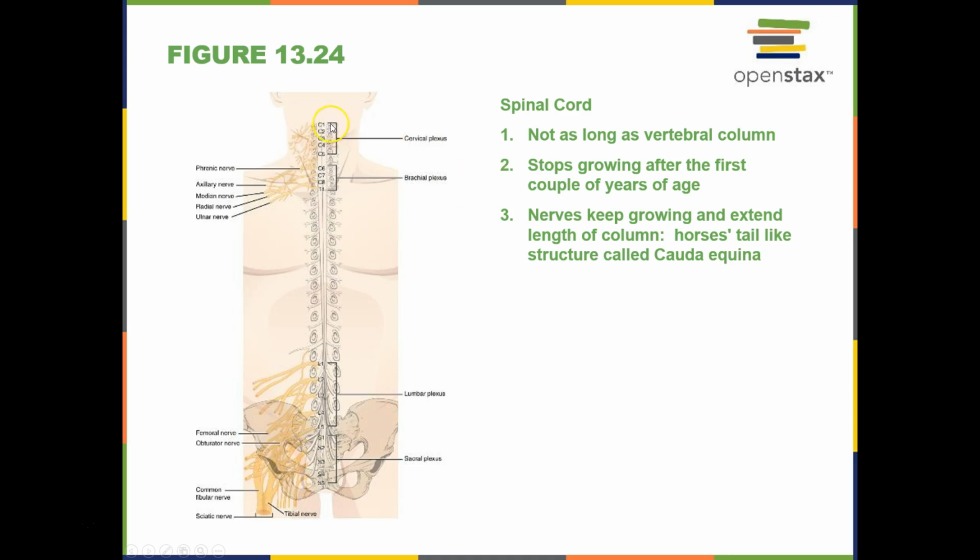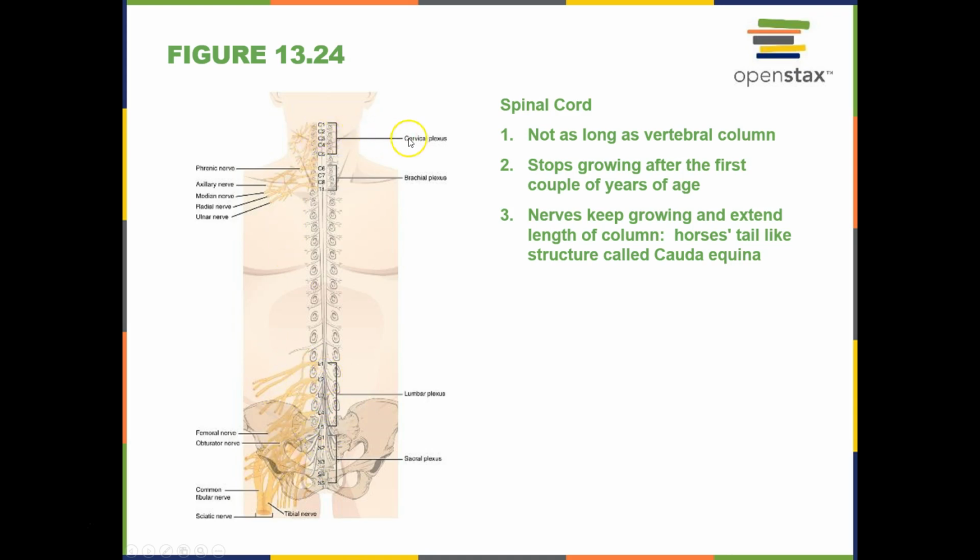The spinal cord itself does not run the entire length of the vertebral column. It stops, so it only grows until we are a couple of years old, and then the rest of the growing occurs as the nerves keep extending, getting longer and longer. And what this does is it actually forms what looks like a nerve tail that looks kind of like a horse's tail, and so it's called the cauda equina because it looks like that horse's tail.